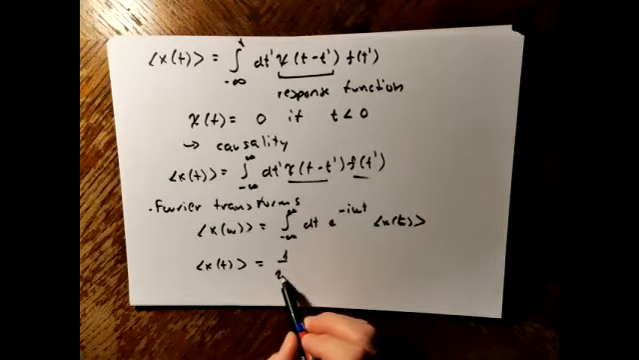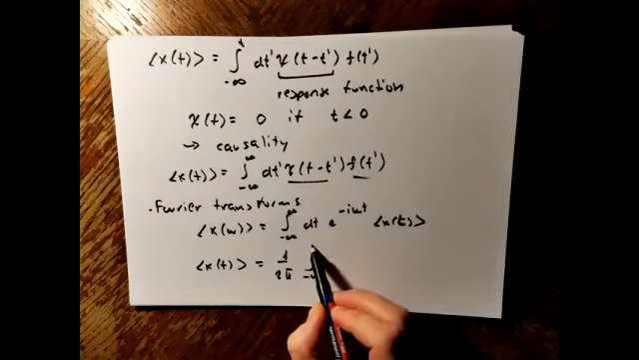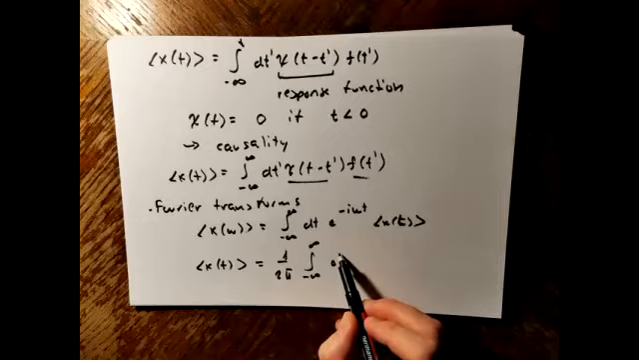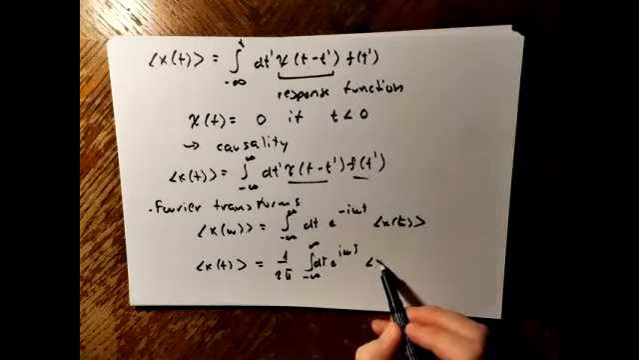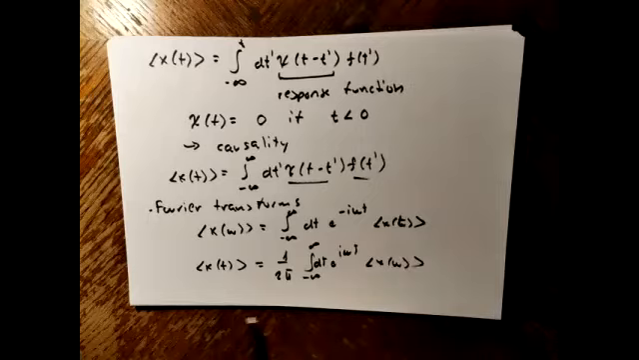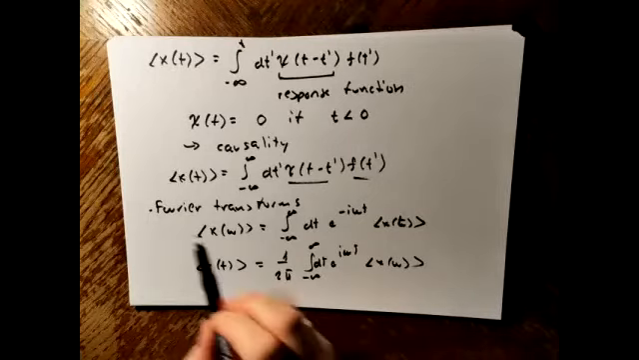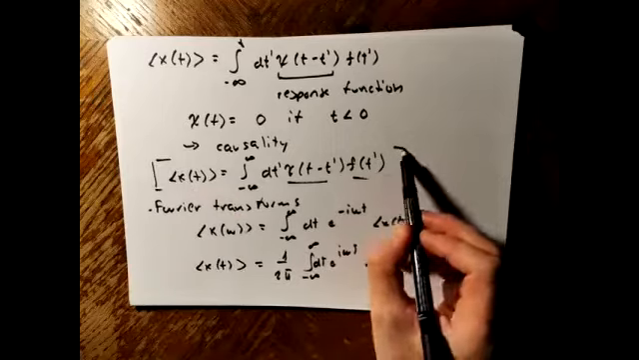This is 1 over 2 pi, integral from minus infinity to plus infinity, e to the i omega t, and let me put that dt there. Okay, and this is x of omega. That's the inverse of the Fourier transform.